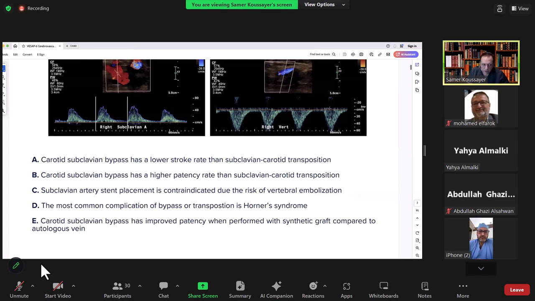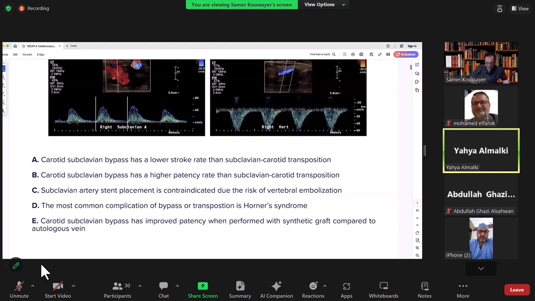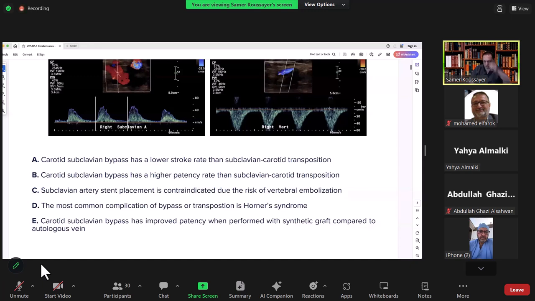Okay, next one. Carotid subclavian bypass has a higher patency rate than subclavian carotid transposition. This is wrong. I said the same patency. Same patency, same stroke rates, same mortalities, all the same. So it's no different between them. Otherwise, we'd use one of them. If we think patency is better, most people use transposition. But all the studies showed there's no difference.